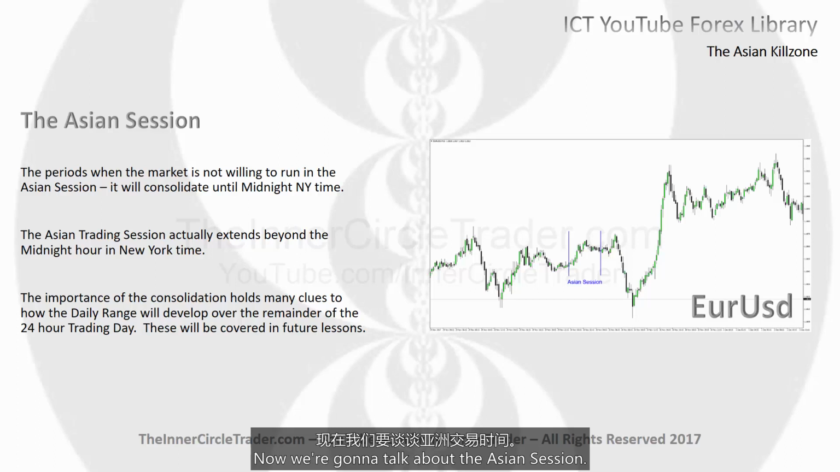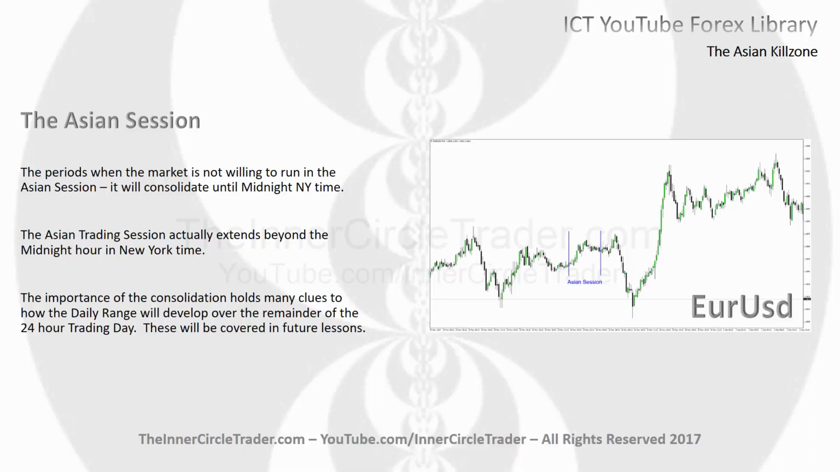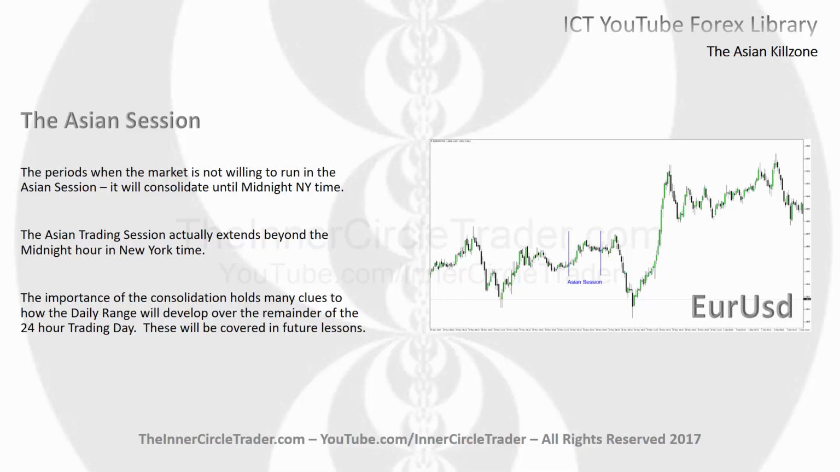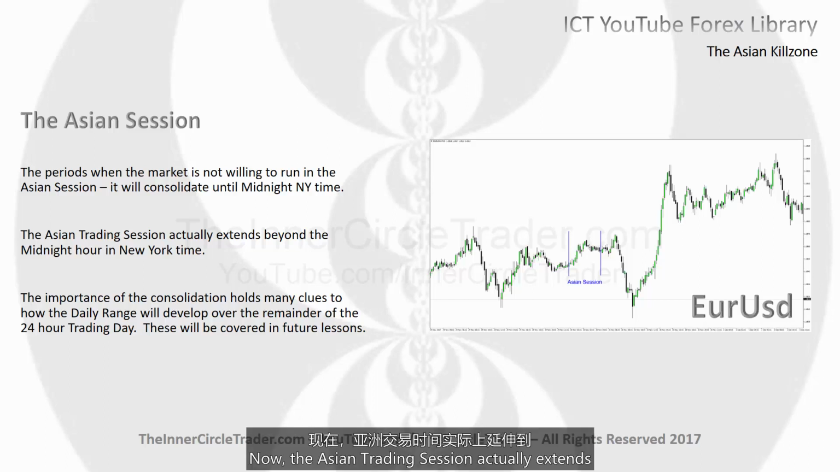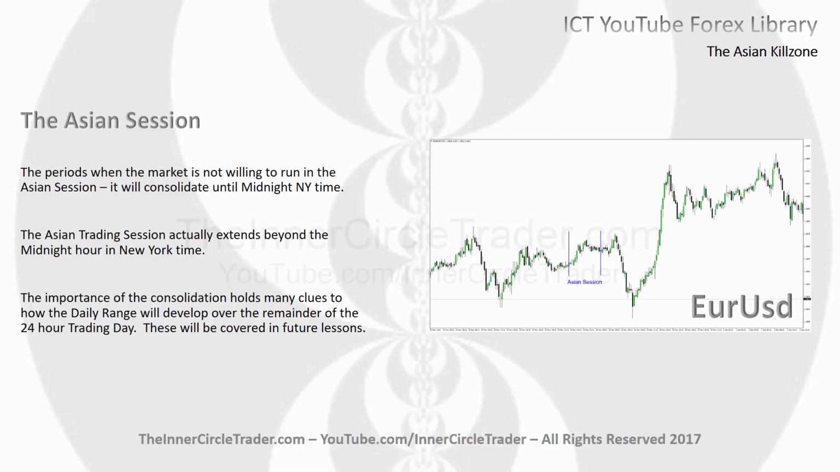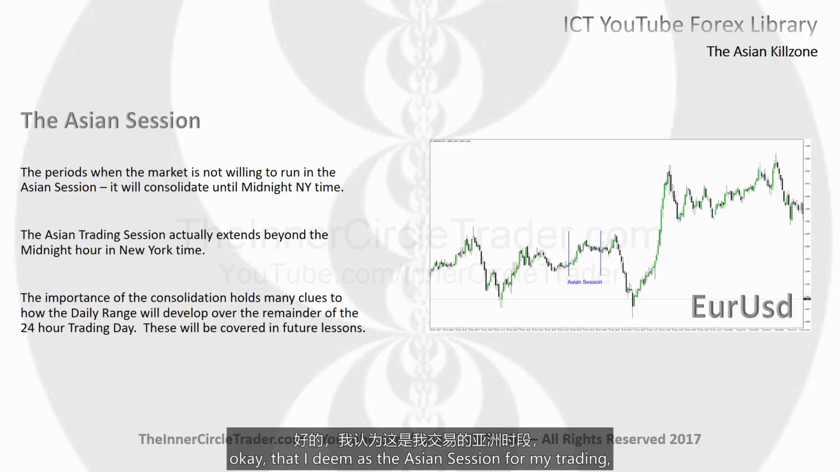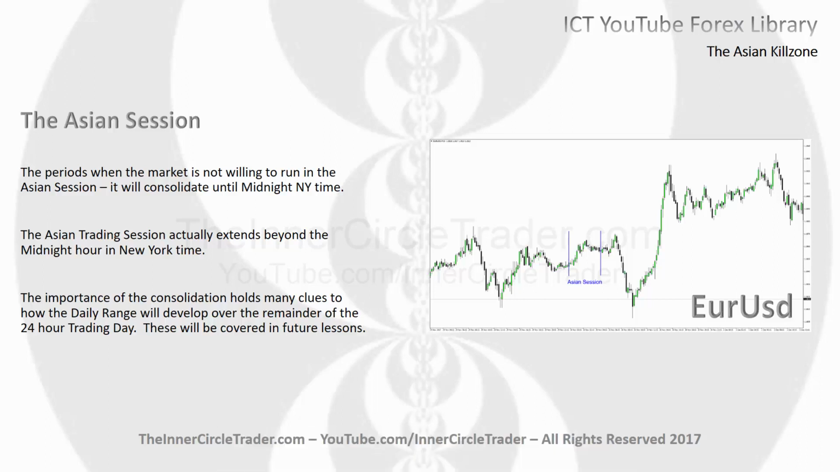Now we're going to talk about the Asian session. Now, there are periods when the market is not willing to run in the Asian session. In other words, there's not going to be an optimal trade entry pattern. It will consolidate until midnight New York time. The Asian trading session actually extends beyond the midnight hour of New York time, but I focus specifically in the realm of the Asian Open to midnight. So there's a range of several hours that I deem as the Asian session for my trading, even though it does trade past midnight New York time.